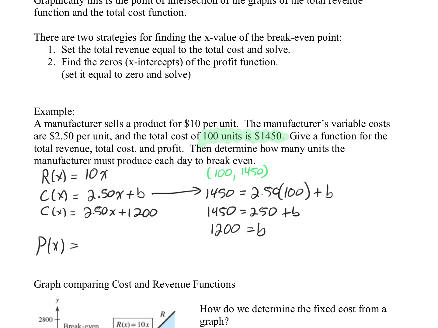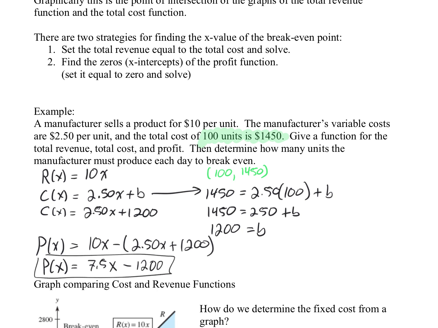Like we've done before, to compute a profit function, P of x, we know that profit is equal to R of x minus C of x. When we subtract these, 10 minus 2.5 sounds like 7.5 to me. You can write 7.50, but it's not necessary. And then that negative sign will get distributed into the parentheses, and it will be minus 1200. So P of x is equal to 7.5x minus 1200.